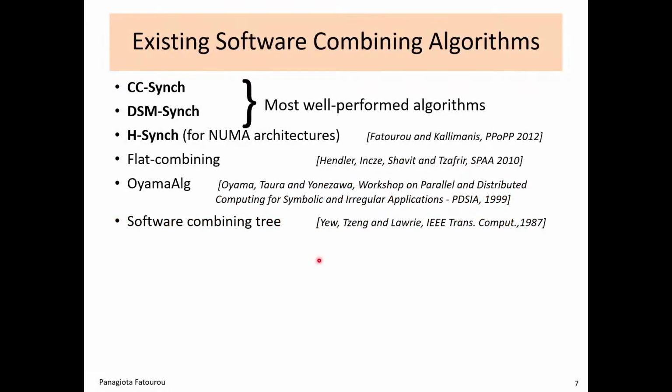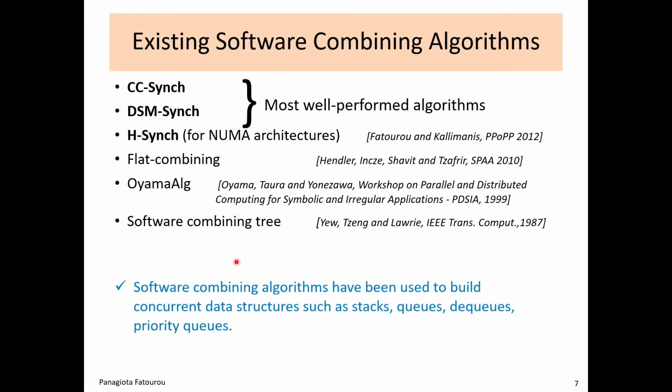Okay? So here are some existing software combining algorithms. The best-performing algorithms are CC-Sync and DSM-Sync, which appeared in PPoPP 2012. There is also, in the same paper, H-Sync, which works very well for non-uniform memory access architectures, and it's a general scheme. The previous ones were flat combining and Oyama's algorithm. There are also software combining trees.